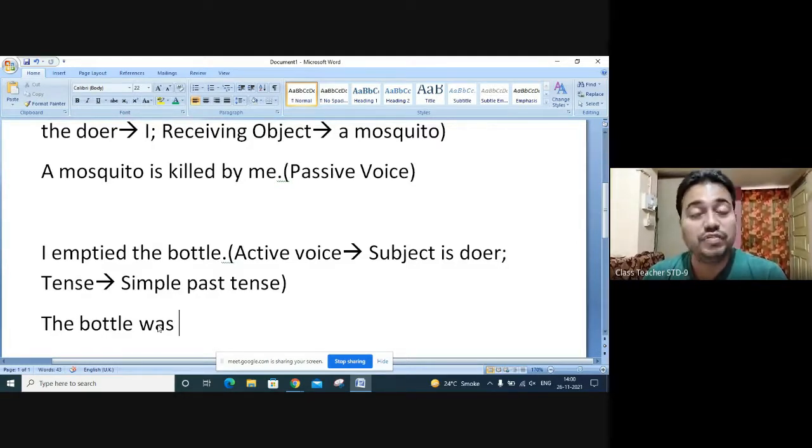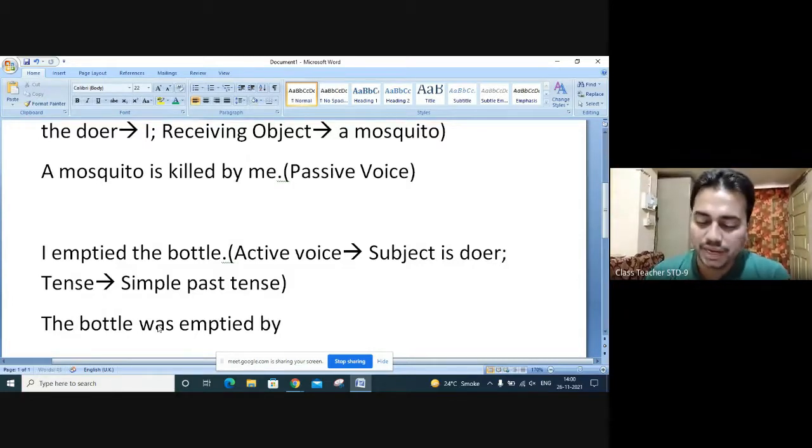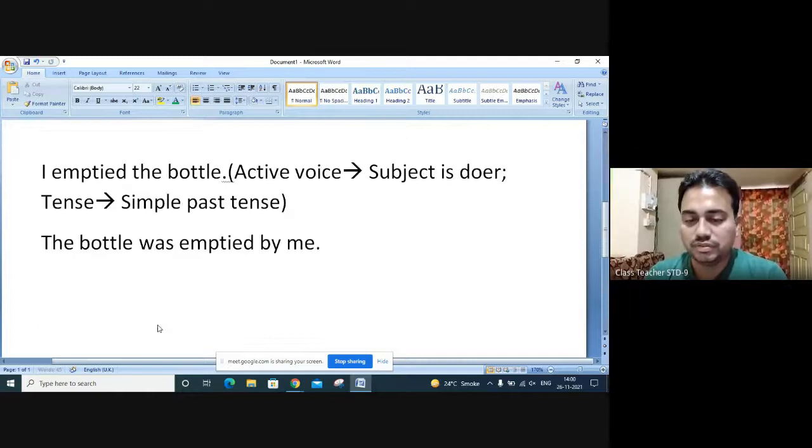Now the V3 form of the main verb will be emptied again. E-M-P-T-I-E-D. Emptied. Who's the doer here? I. So it becomes by me, full stop. Clear. Sure. Let's see if we can do it for other sentences.